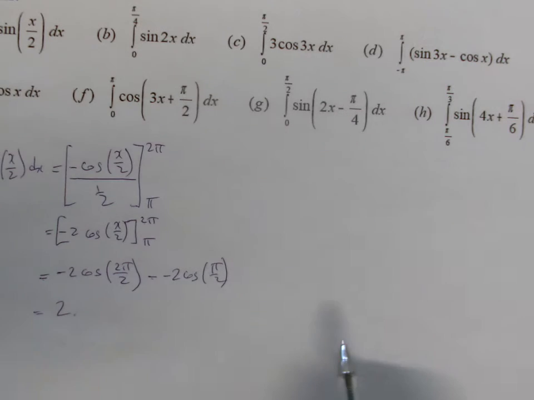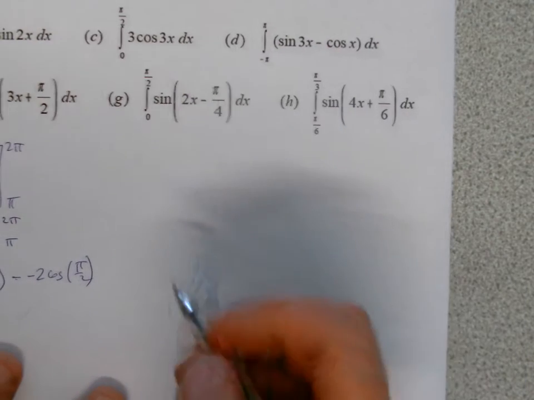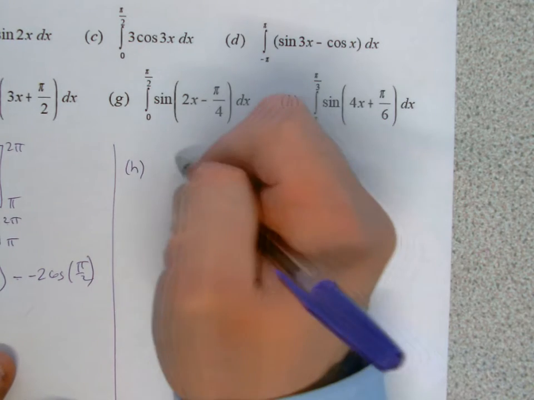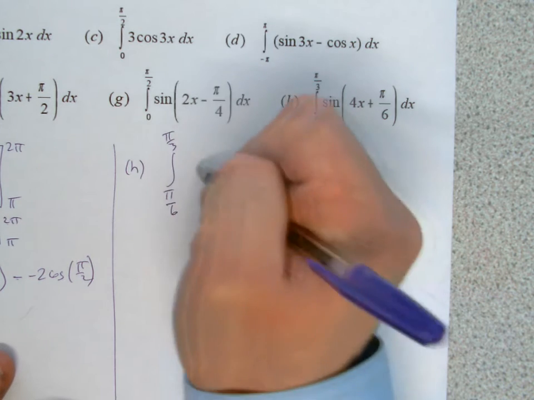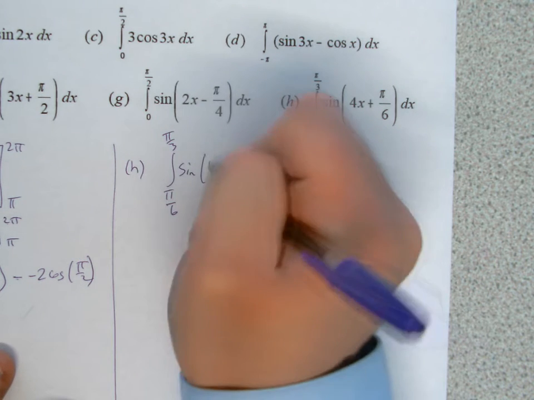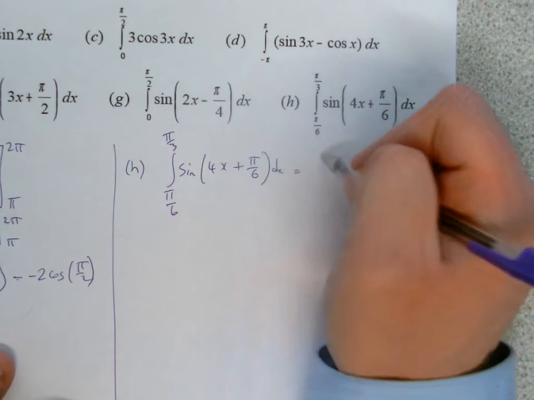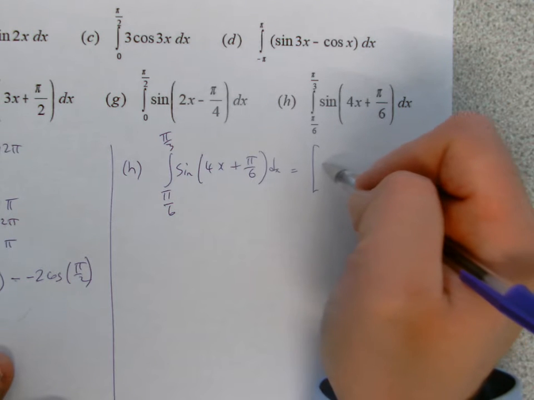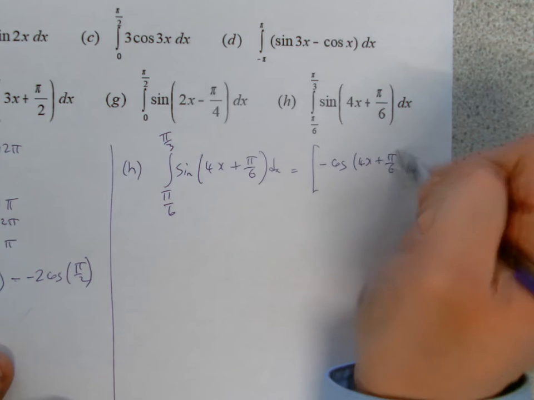Okay, don't need to go over all of these, alright? Perhaps one which would be useful to go over is this last one here, okay? So with this last one here, we've got the integral, pi over 6 and pi over 3 are the limits, of sine of 4x plus pi over 6 dx. Now, square brackets, because we've got limits. Remember now, sine becomes minus cos of 4x plus pi over 6.